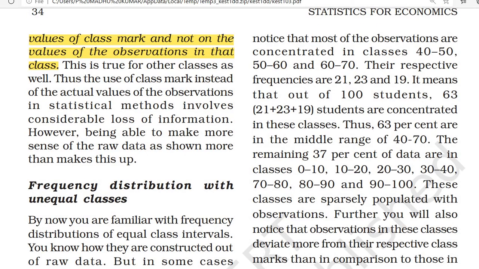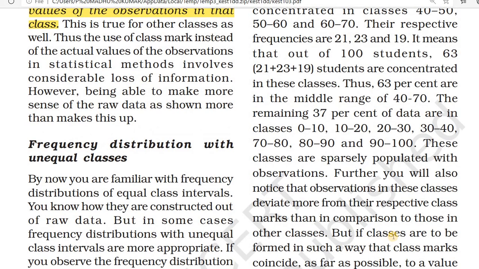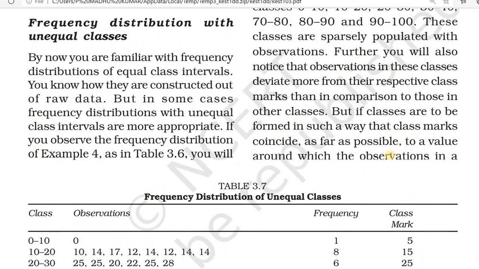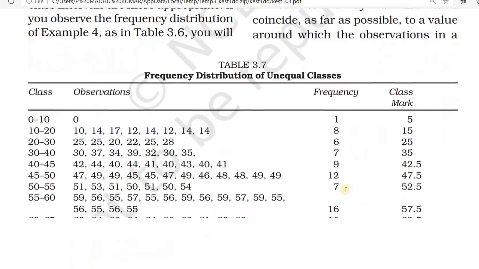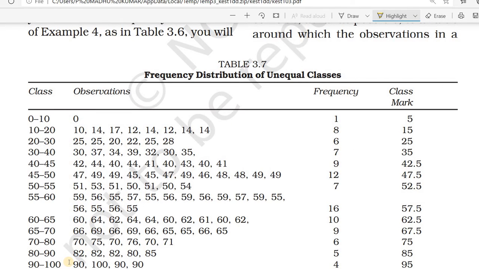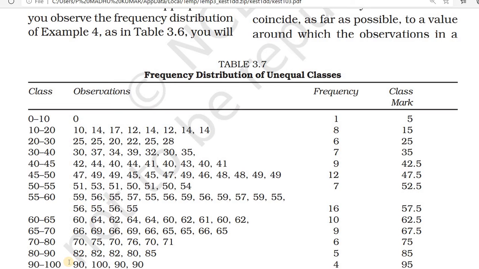Next one is a frequency distribution with unequal classes. A frequency distribution is a method of classifying raw data of a quantitative variable. We will classify the data like 10 to 20, 20 to 30, 30 to 40, and the number of values in a particular class is the class frequency. Suppose 0 to 10, 10 to 20, 20 to 30, up to 100 is there, that is the class frequency.